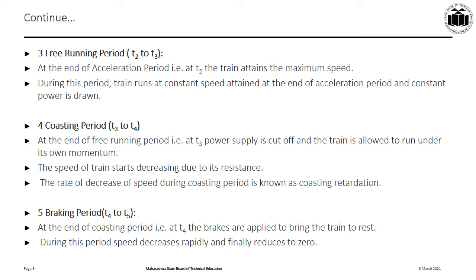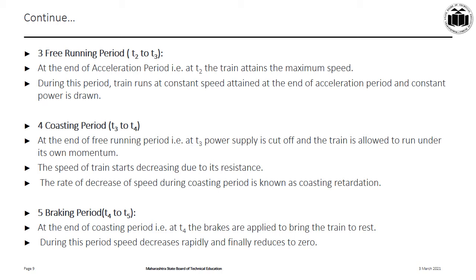The fourth is the coasting period or power supply cut period between T3 and T4. At the end of free running period, the power supply is cut off from the motor and therefore train is running under its own momentum. The speed of train starts decreasing due to its resistance. The rate of decrease of speed during the coasting period is known as coasting retardation.